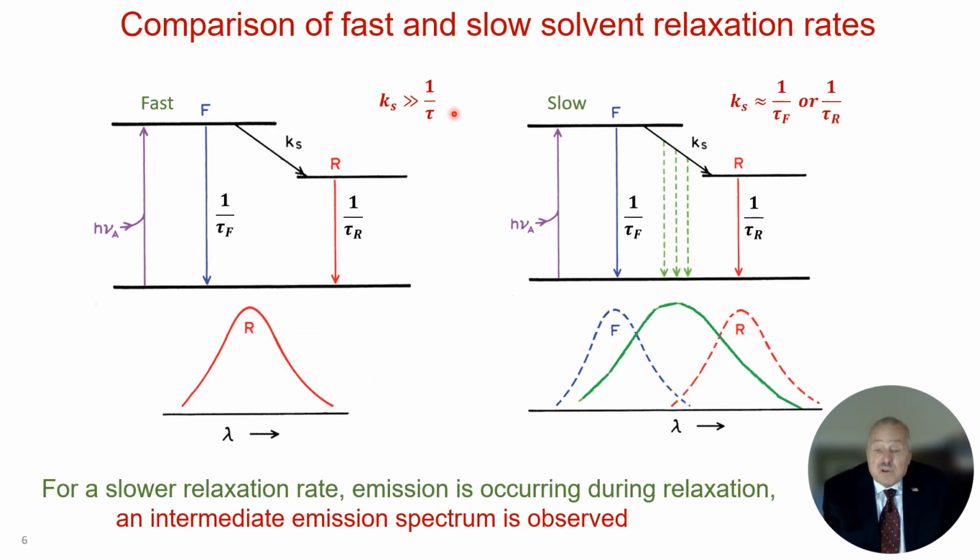So let's compare the effects of fast and slow relaxation. Fast relaxation we just described. Slow relaxation, we have this solvent relaxation rate comparable to the lifetime, and so the fluorophore can be emitting at the same time as going to the relaxed state. So now we observe some different emission spectrum, which is intermediate between the F and the R states, and this is because of the mixture of the processes of relaxation and emission.